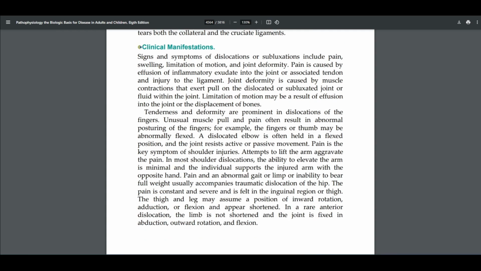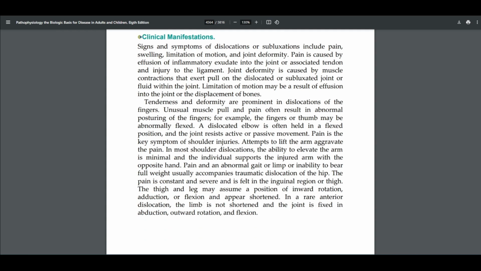So what kind of clinical manifestations then do we have? Signs and symptoms of dislocations or subluxations include pain, swelling, limitation of motion, and joint deformity. Pain is caused by effusion and inflammatory exudate into the joint or associated tendon, and injury to the ligament.